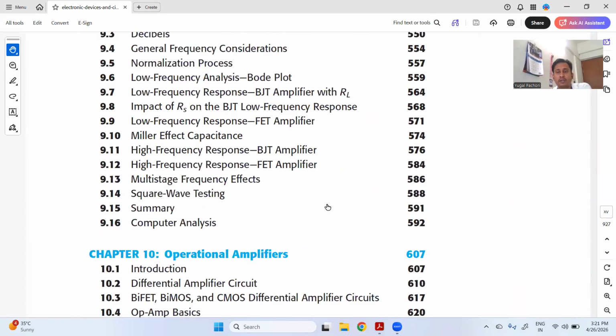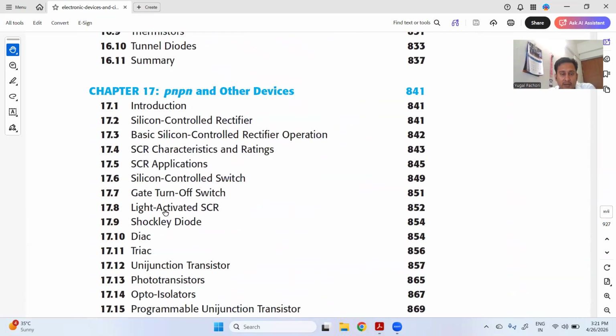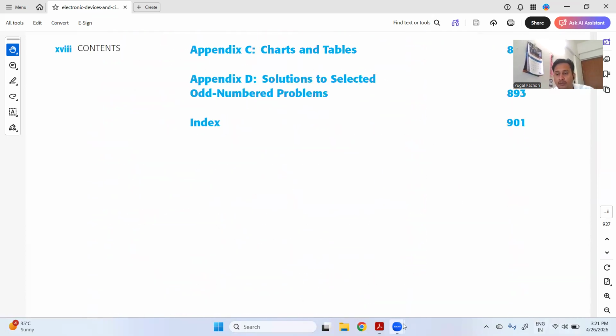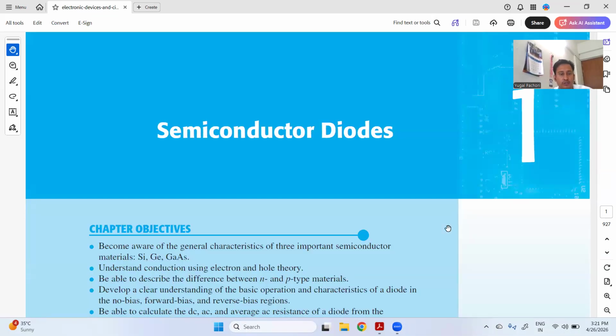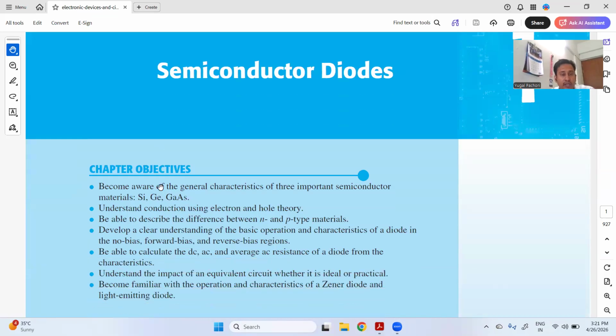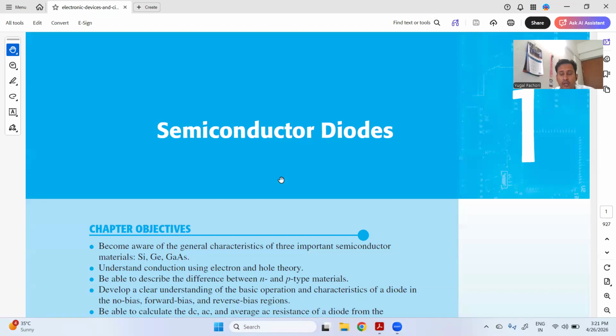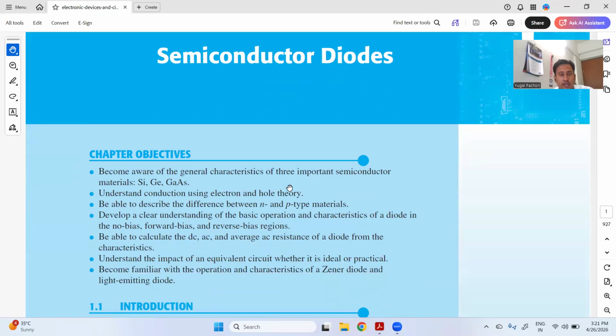So let's start our discussion with chapter number one. Let's straight away go to chapter number one. What is chapter number one saying? Here is the semiconductor diode, and you will become aware of general characteristics. What will this chapter give you? It will give you a lot of information. You will be aware of the general characteristics of three important semiconductor materials: silicon, germanium, gallium arsenide. You will be able to understand what is silicon, what is germanium, what is gallium arsenide.